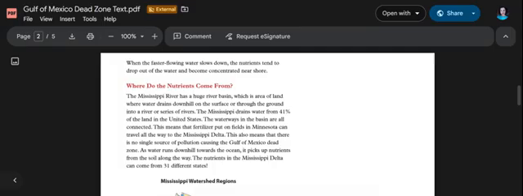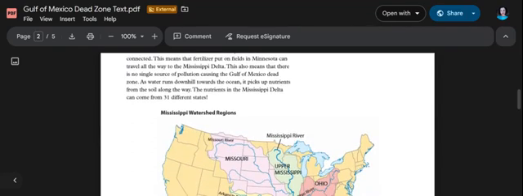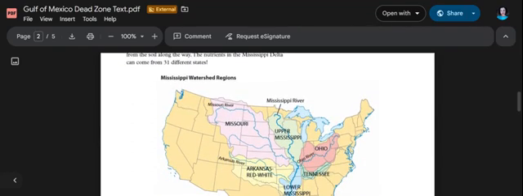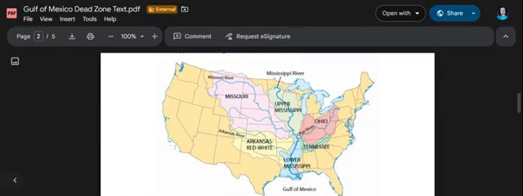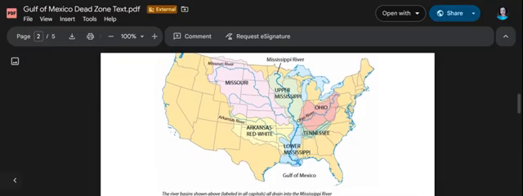This also means that there is no single source of pollution causing the Gulf of Mexico dead zone. As water runs downhill towards the ocean, it picks up nutrients from the soil along the way. The nutrients in the Mississippi Delta can come from 31 different states. Take some time to look at the map of the Mississippi watershed regions. Notice the different rivers that are tributaries of the Mississippi River. Remember that these rivers have tributaries and those rivers have tributaries.